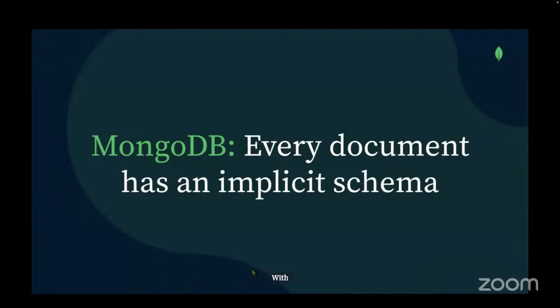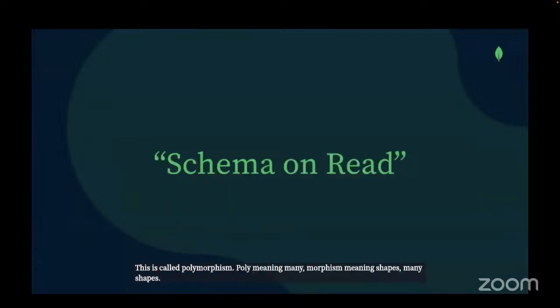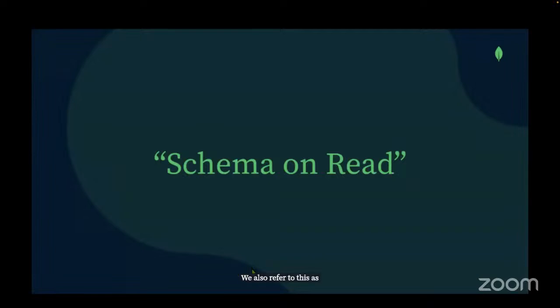With MongoDB, we say that every document has an implicit schema, and from document to document in a single collection, we can have different schemas. This is called polymorphism. Poly meaning many, morphism meaning shapes, many shapes. We also refer to this as schema on read. The schema exists when you read the data and look at it.